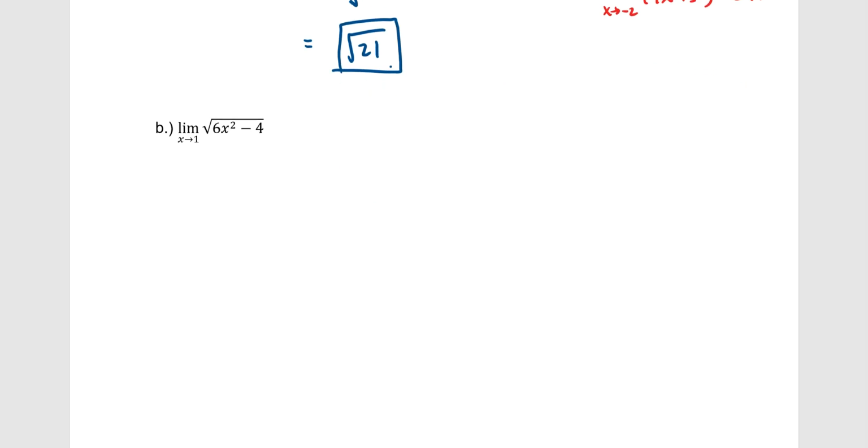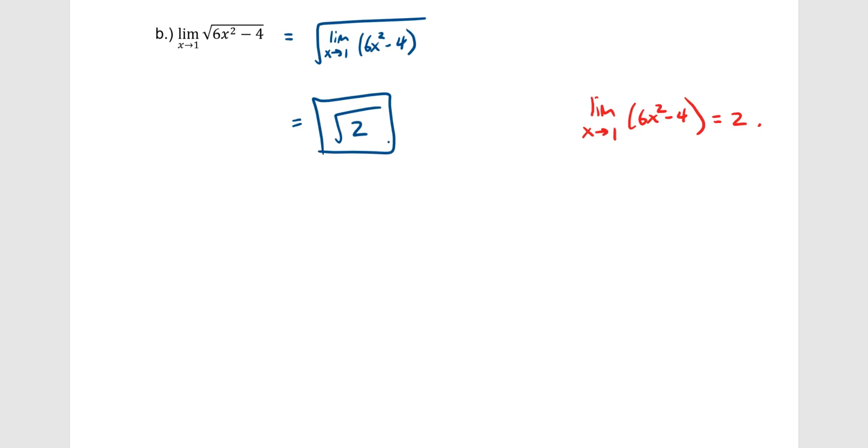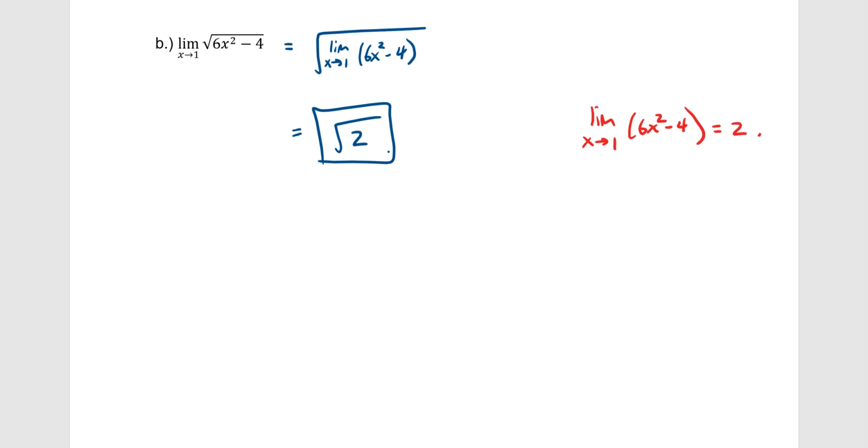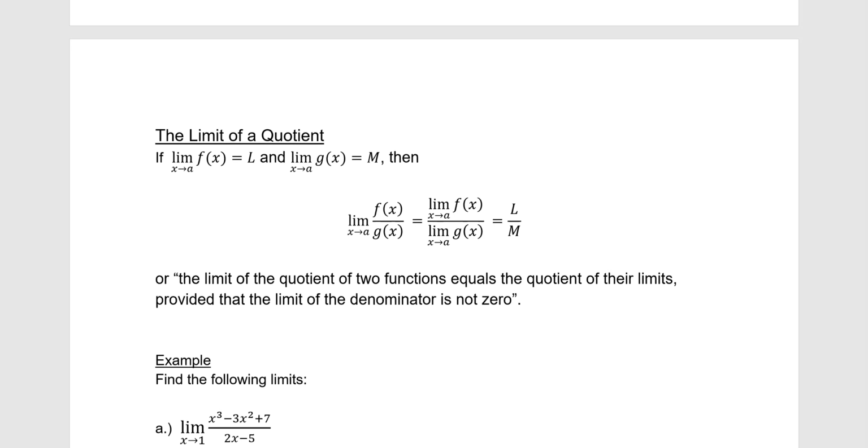Okay, and the next one, we have the limit of the square root of 6x squared minus 4 as x approaches 1. So I'm just going to pause it and fill everything in. Maybe you can pause it right now and try it yourself. And for this one, you should end up getting the square root of 2. Okay, so let's move on to the next one.